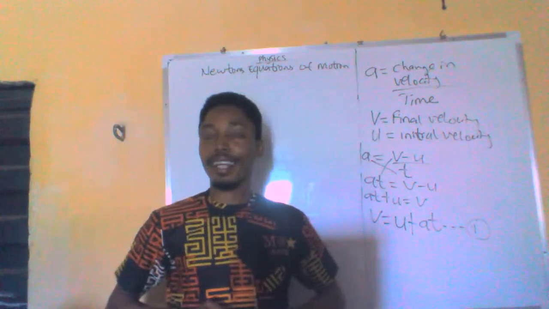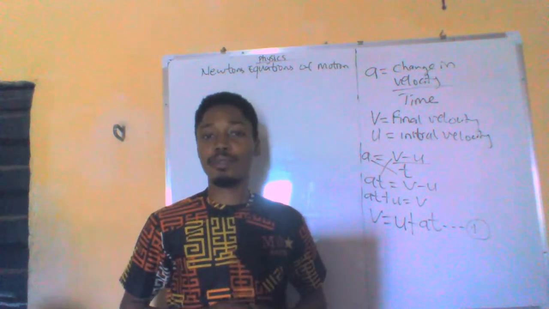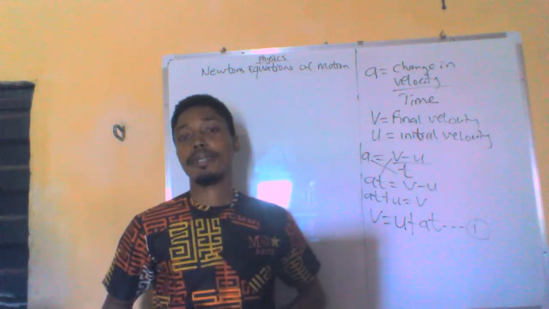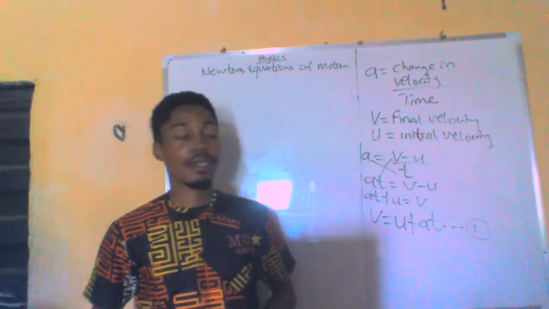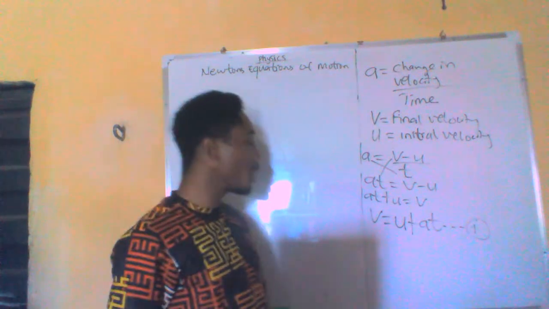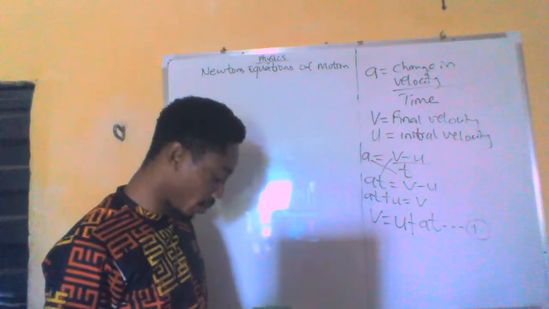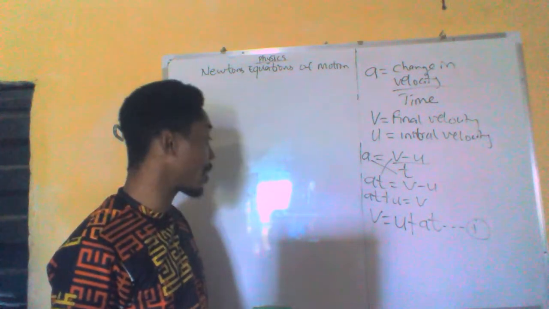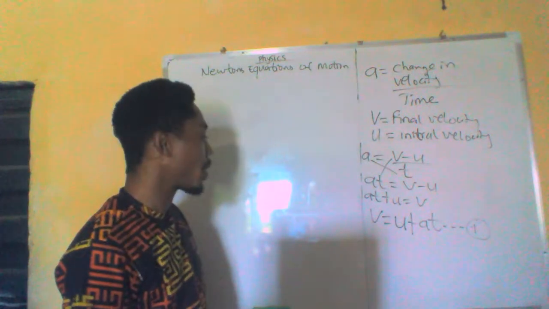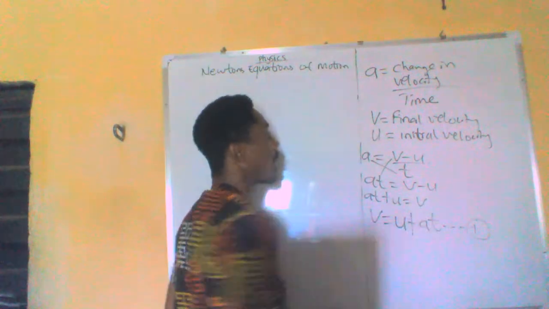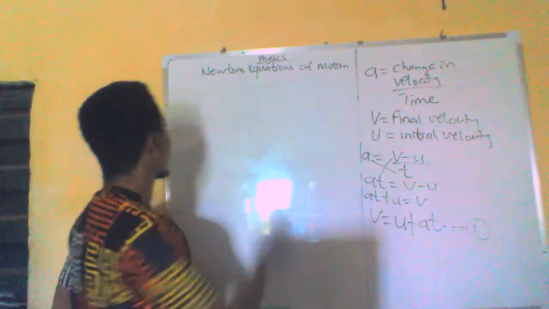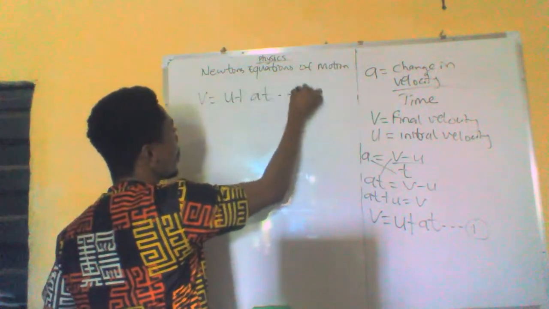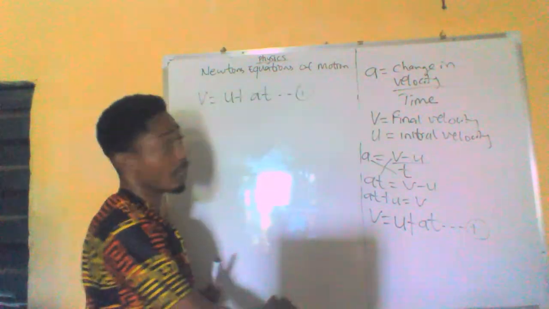Having seen that, we move quickly to the second equation of motion. How do we look at the second equation of motion? It is quite simple, which is what we're going to go to right now. You can just keep this somewhere: equation 1, V equals U plus AT. That's equation 1. Let's move to the second equation.